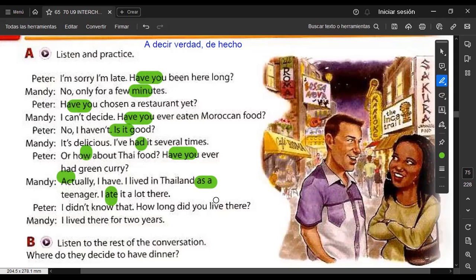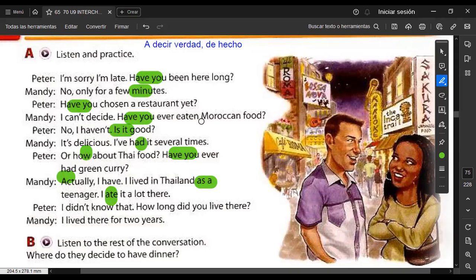Actually, I lived in Thailand as a teenager. I ate it alone there. Very good. I didn't know that. How long did you live there? I lived there for 2 years. Excellent, very good. Excellent pronunciation.